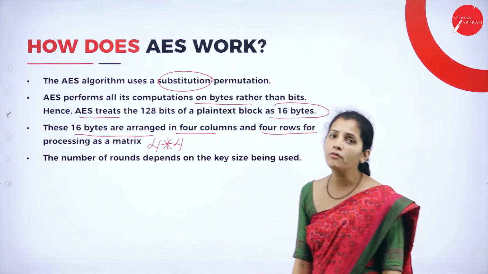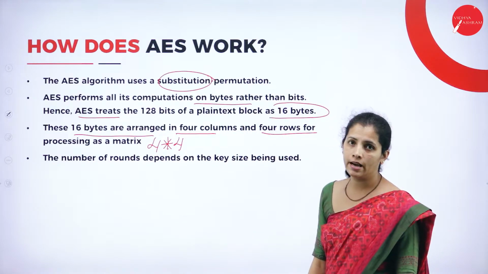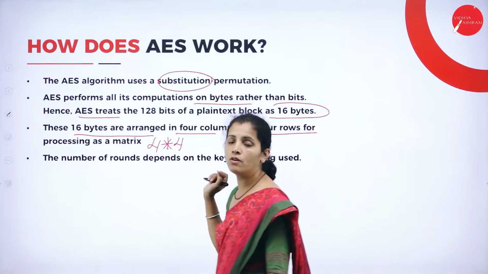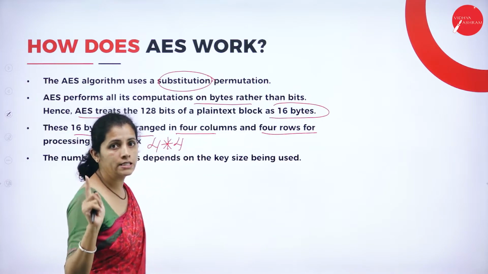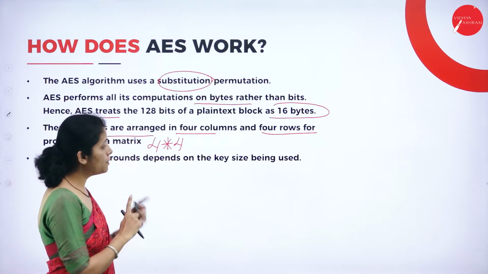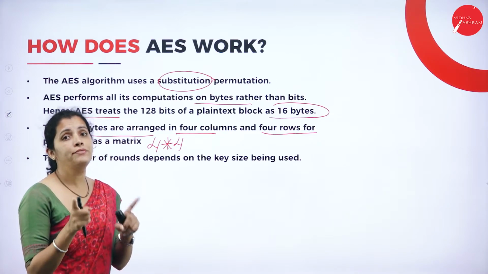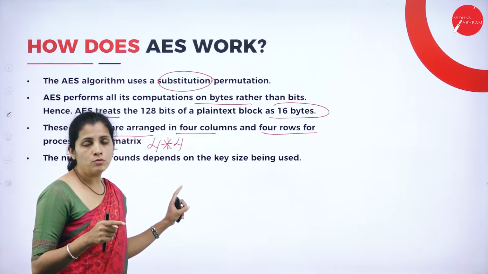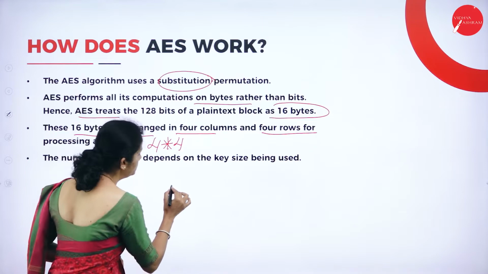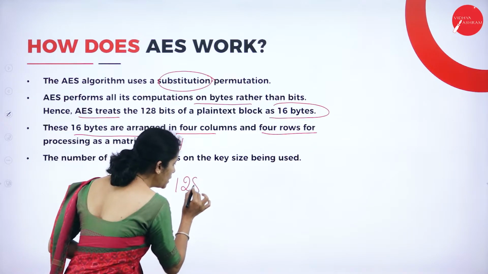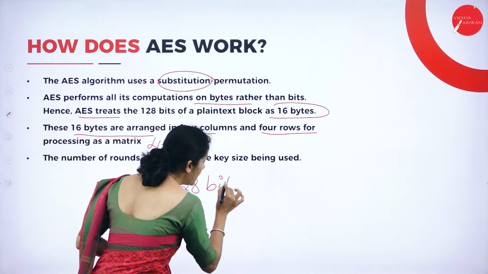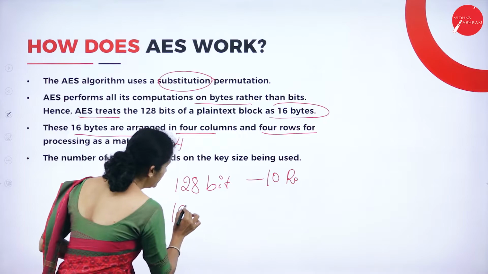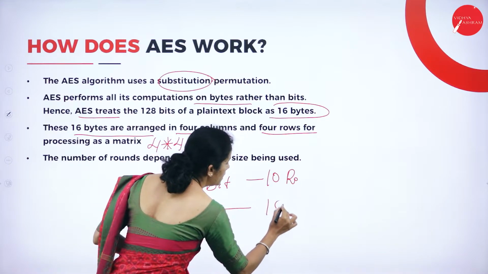And the number of rounds depends on the key size. See here, it depends on the key size. If I consider DES, the number of rounds, 16, is fixed. But if I go with AES, the number of rounds depends on the key. For example, if I'm having 128 bits, then I'm having 10 rounds. Then for 192, 12 rounds.